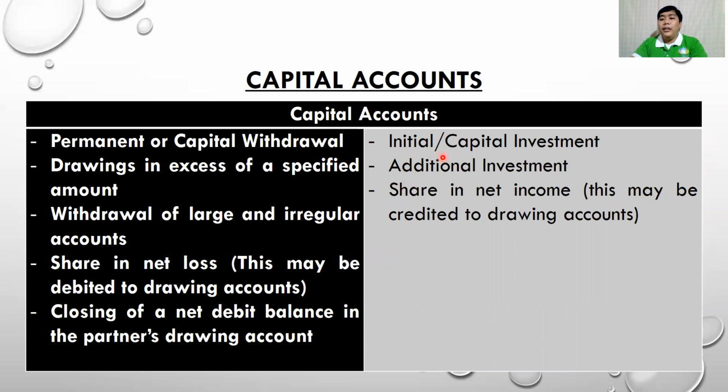While on the credit side, this side increases the capital account. What is it? The initial or capital investment, the additional investment, and the share in net income. Kung kanina, if may loss, of course, the debit, while kapag income, i-credit yan for the capital account.